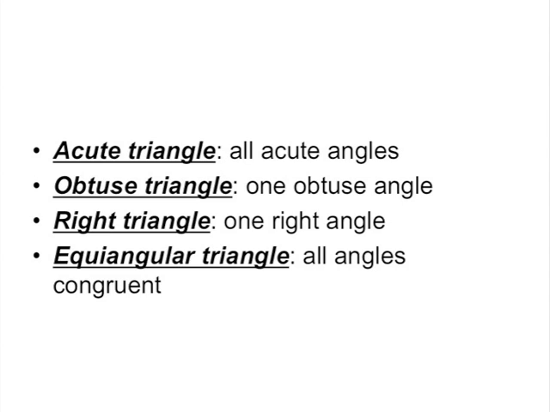We can also describe a triangle based on its angles. An acute triangle has all acute angles. An obtuse triangle has 1 obtuse angle. A right triangle has 1 right angle. Equiangular would say that all of the angles are the same size.